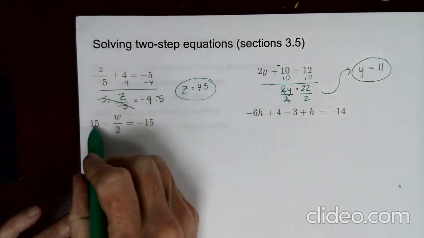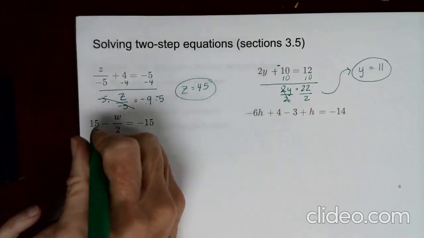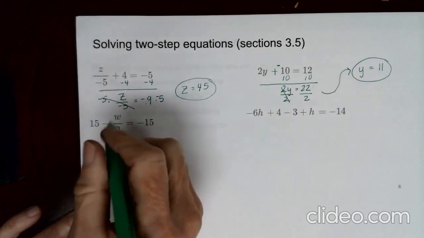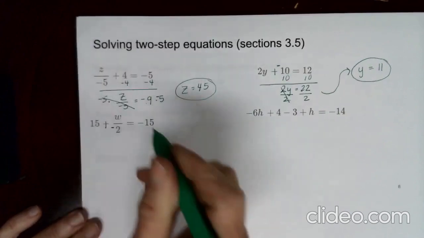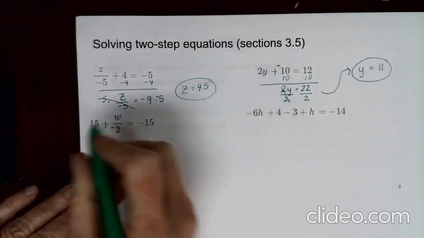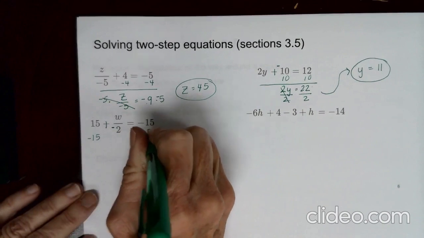This one, I have 15 minus W over 2 equals negative 15. First thing I want to do is get rid of that thing that's either added or subtracted. I'm going to go ahead and add the opposite. And I'll put the negative on the bottom here because it'll just make it easier. So I'm going to add a negative 15 to both sides.